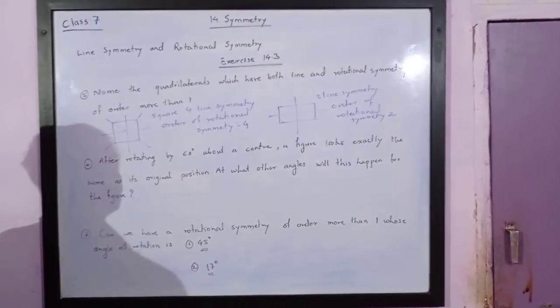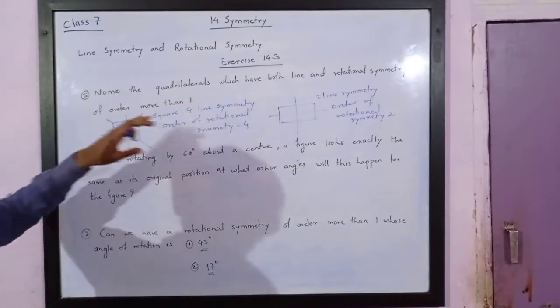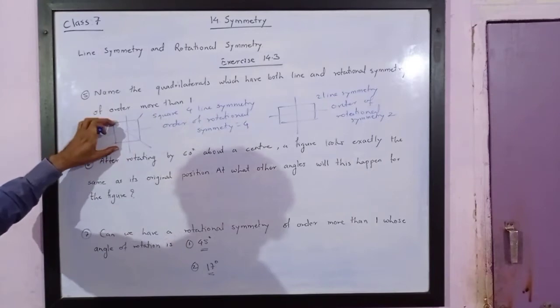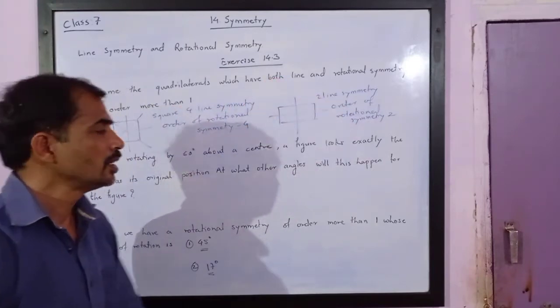So let us go to the next question. They have asked, name the quadrilaterals which have both line and rotational symmetry of order more than 1. Square is one, rectangle is the other, rhombus is the next one.